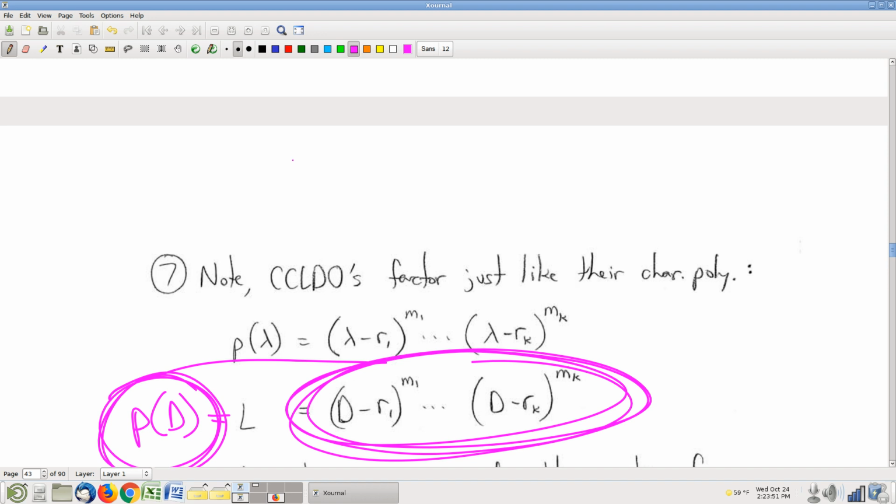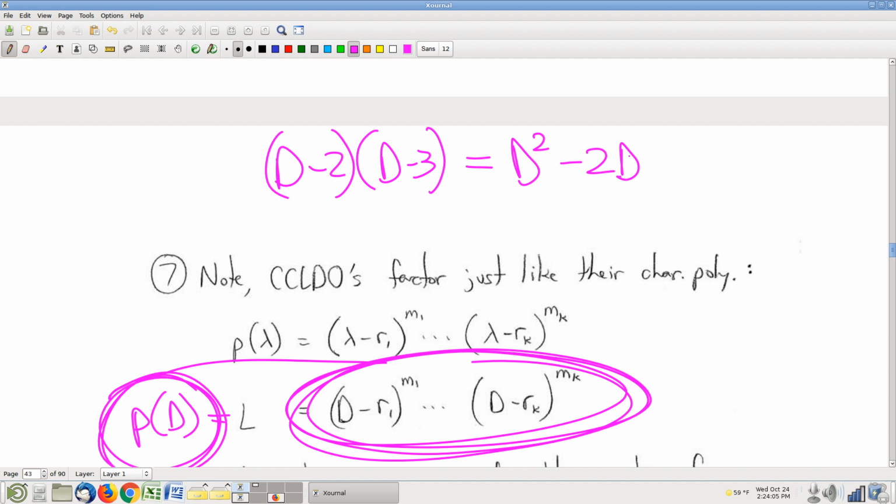I like to just show this with an example. If we had D minus 2 times D minus 3, let's multiply this out. You get D squared minus 2D. Now, there's a temptation to say minus 3D, but whoa, slow down. The D is on the left, the 3 is on the right. I really have to say minus D3 before I know that they commute. And then finally plus 6.